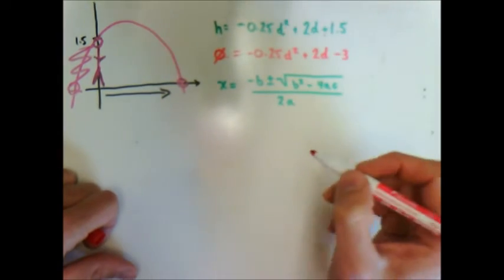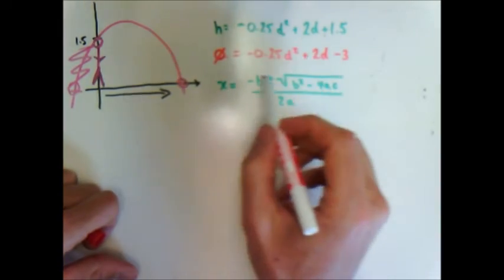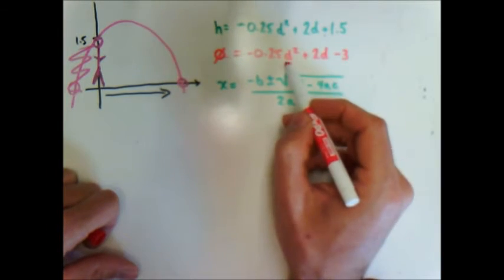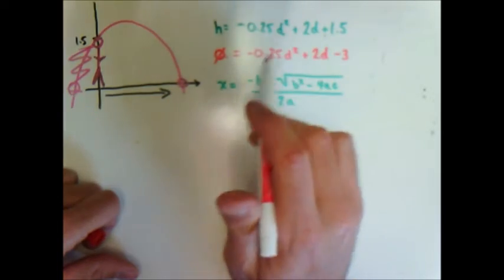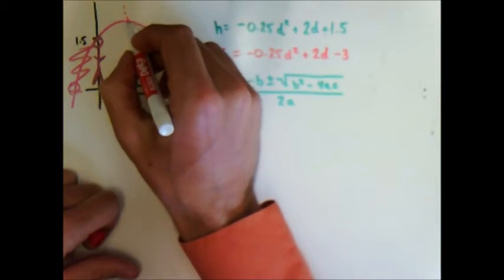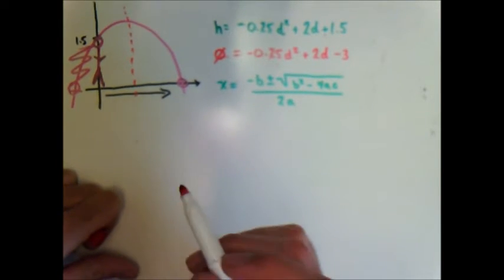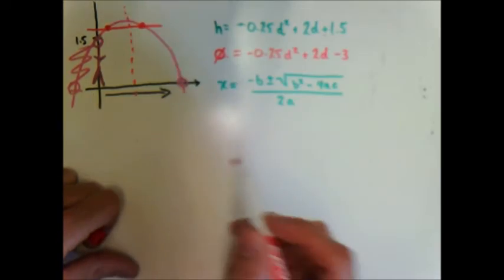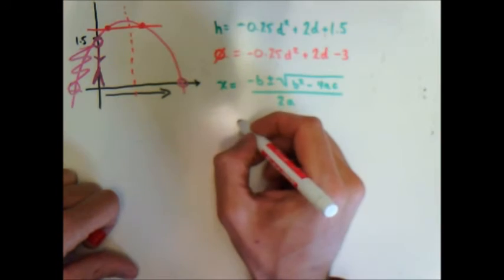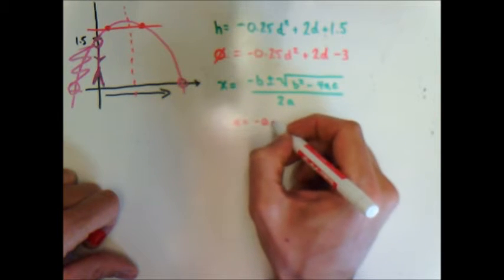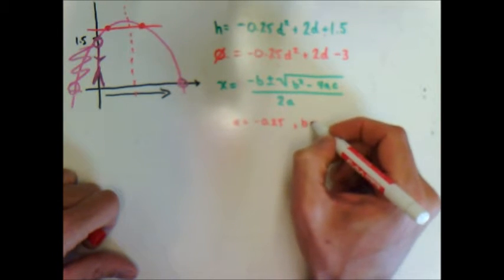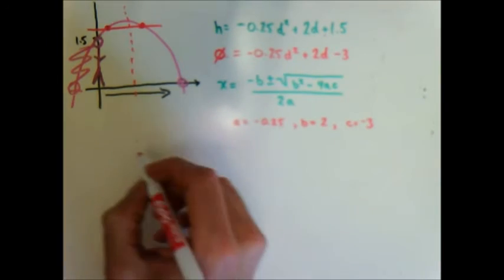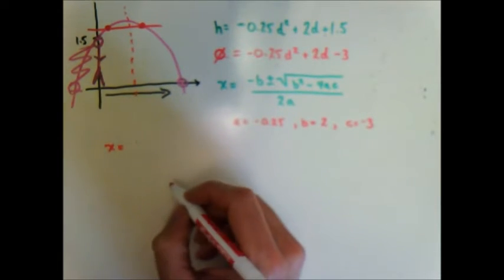So now I have a new equation that I can plug into our quadratic formula, and when I use this one, I will get the values of d where the height is 4.5 meters. Now because a parabola is symmetrical, it's likely that this is going to happen at two separate points. But we'll see what happens as we carry on. Alright, a is negative 0.25, b is 2, c is negative 3.